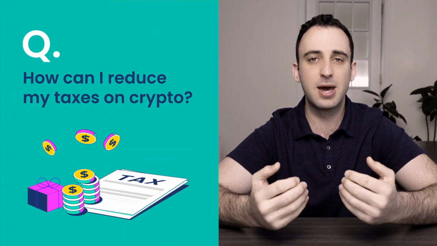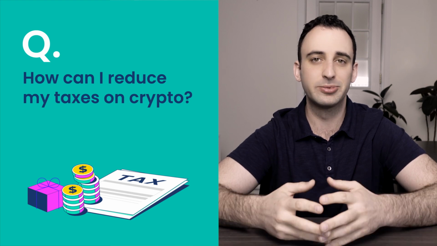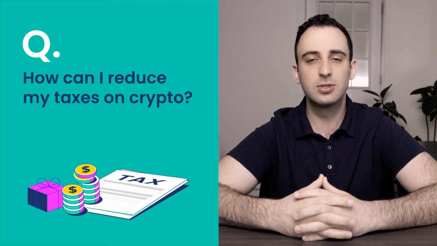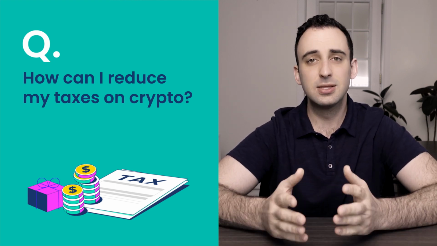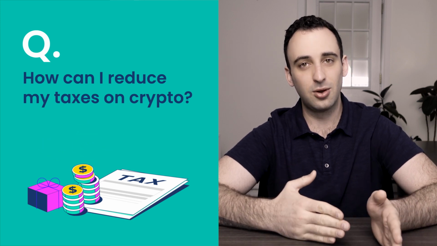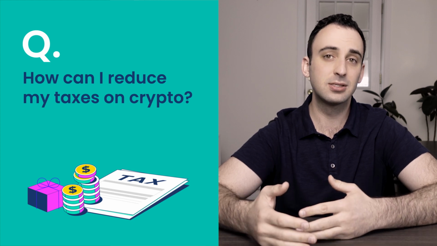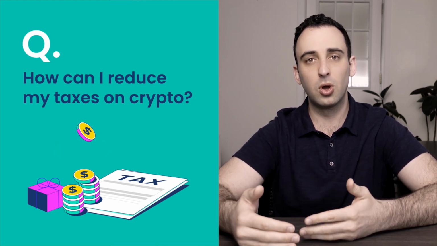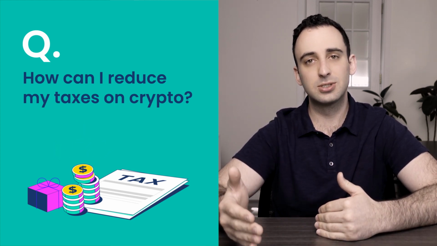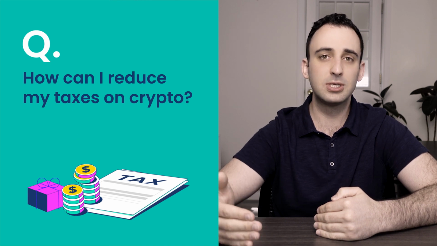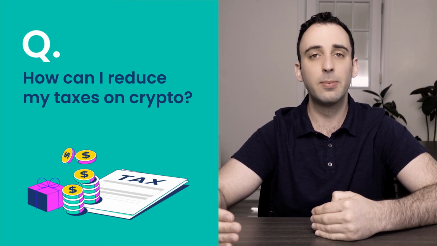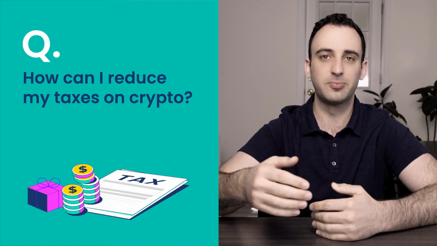Here are 3 ways that you can reduce the amount of taxes you need to pay on crypto. The first strategy you can do is to harvest your losses. This simply means you take the losses that you incurred throughout the year and you use them to offset your gains. And if you incurred more losses than gains, you can use those additional losses to reduce the amount of taxable income you have, up to $3,000 per year.